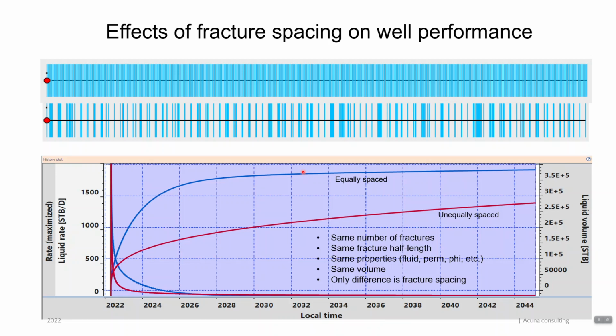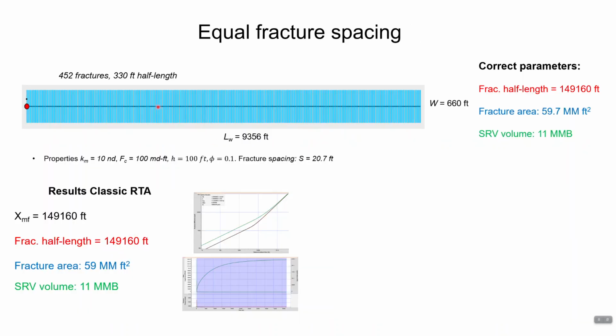Now let's say that I take this production data, my flow rates and my pressures, and I analyze them. So I will take the results from the equally spaced model. And these are the correct parameters. I know them because this is a simulated example. And here are the properties that I used.